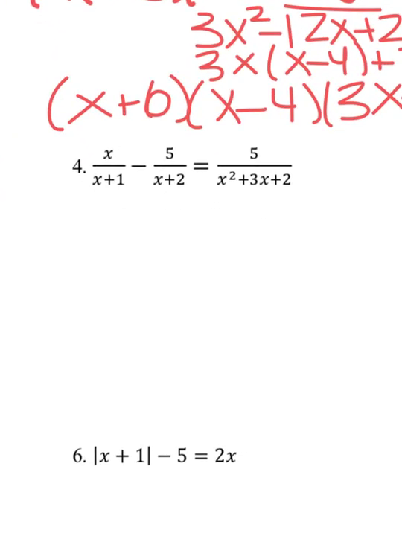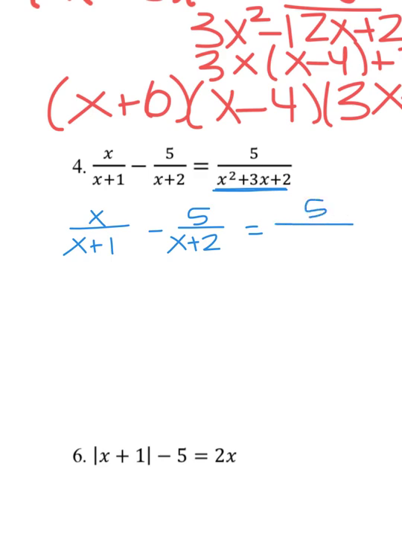Number 4. So for this one, it's a little bit trickier because I have to factor this. So this is x over x plus 1 minus 5 over x plus 2 equals 5 over, if I factor the denominator, I get x plus 1 times x plus 2, which is super convenient for us because those are the other two factors. So my LCD is going to be x plus 1 times x plus 2. So I put that on top of everything.